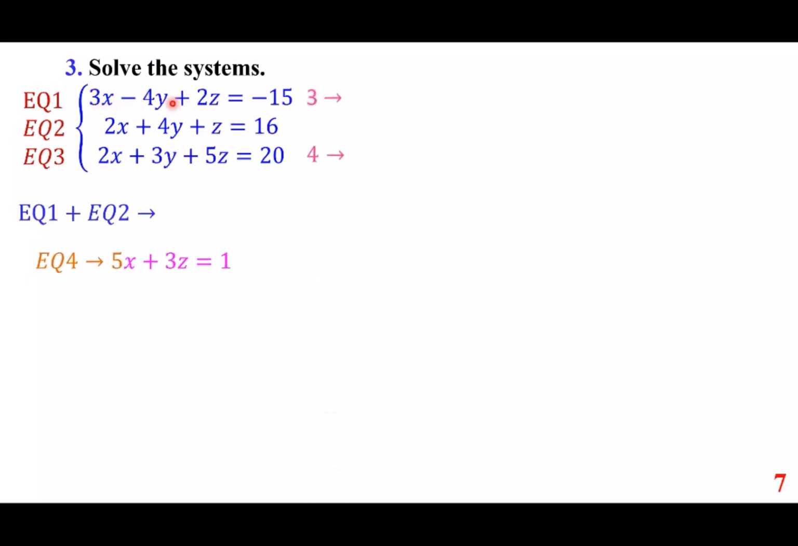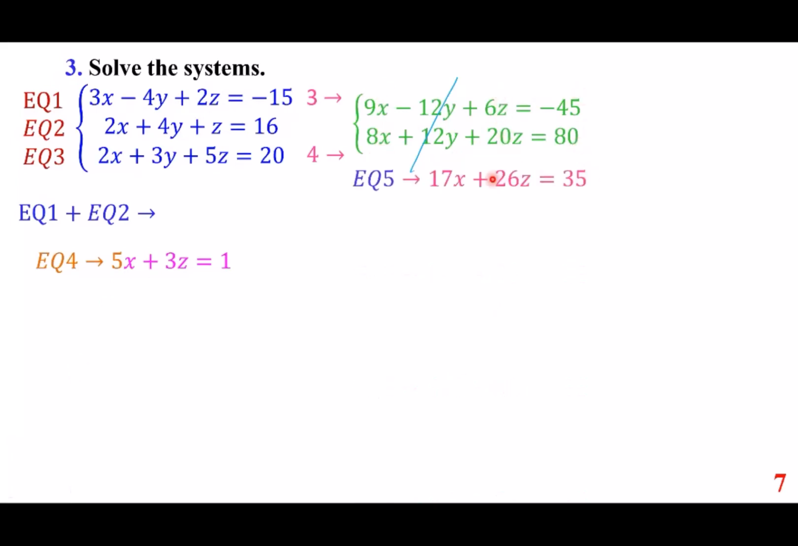So this gives us 9x minus 12y plus 6z equals -45. And 8x, 12y, 20z, 80. And as you can see, these two cancel each other. So 9 and 8, 17x plus 26z equals 35. I'm going to call it equation 5. I'm going to put equation 5 next to equation 4, and I have only variables x and z, and I'm going to get rid of one of them.